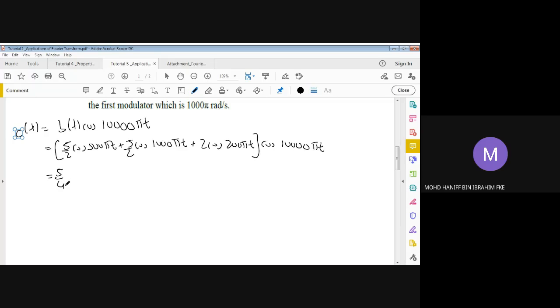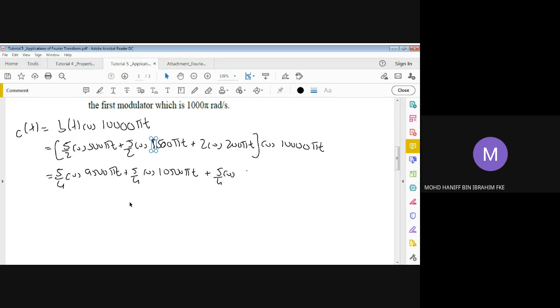we are supposed to get 6 terms to be considered. So we're going to have 5/4 cosine of 9,500 pi t, plus 5/4 cosine of 10,500 pi t, plus 5/4 cosine of, sorry, it's not 1,000, this is 1,500, it's supposed to be 1,500 pi t.